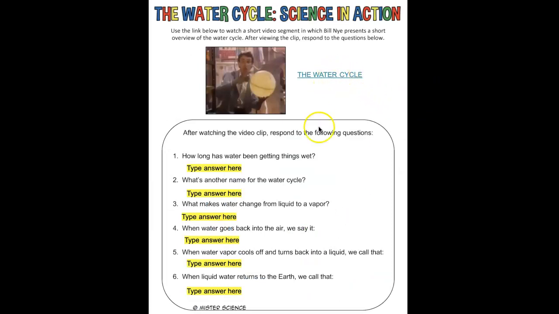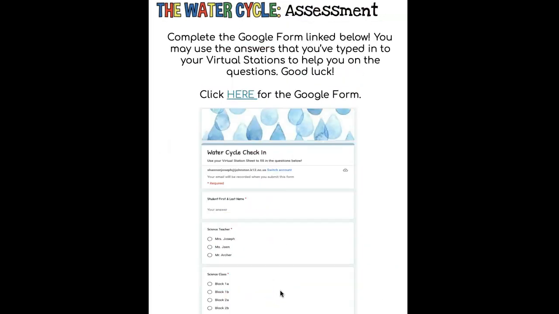And then the last one is a short Bill Nye clip. The link to watch it's right here. And there are 6 questions that go along with that. Once you've finished all that, which will probably be sometime on Wednesday, you'll need to go to this last slide that says complete the Google form linked below, and that you can use your answers. All right. So when you click here, it brings you to this water cycle Google form that you'll need to fill out by the end of class on Wednesday.